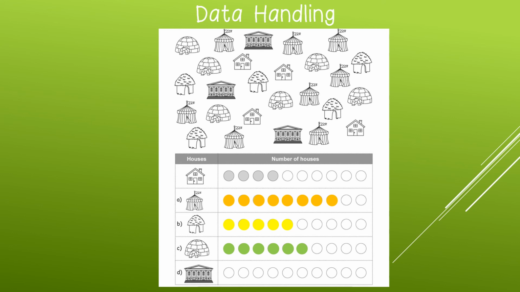And this last one looks like a very old building, and it's a very big and dark picture, and we can easily see that there are 3 of them. So let's color in 3 circles. 1, 2, and 3. So now anyone who looks at the coloring that we've done will be able to easily say how many of these types of different houses there are in the picture above.